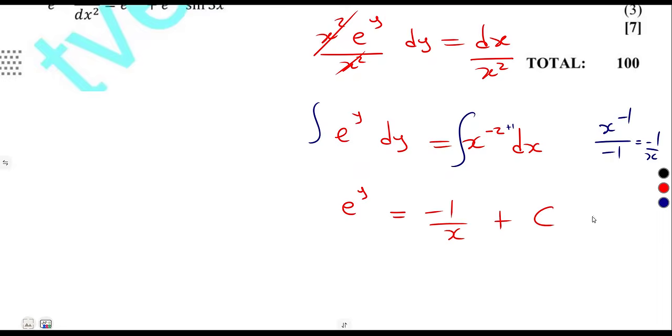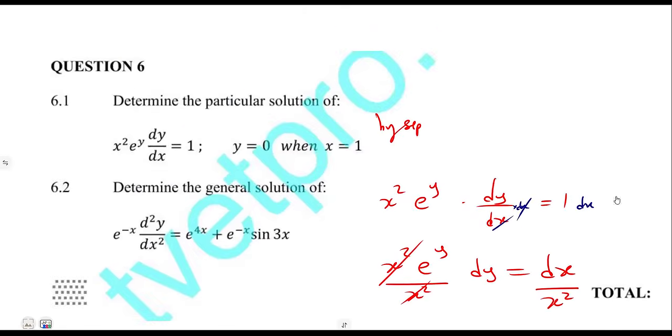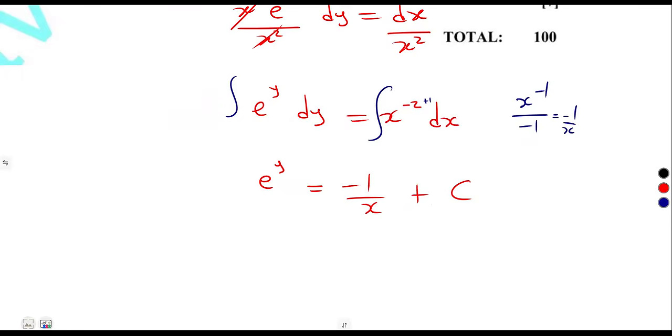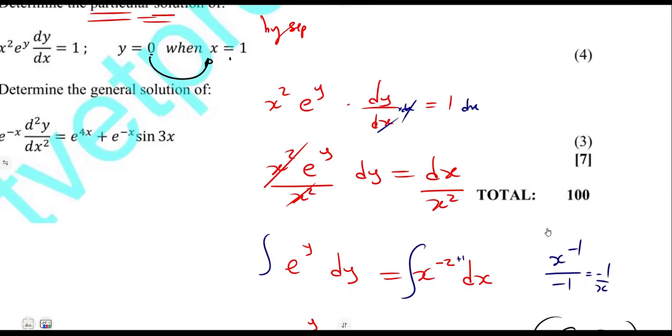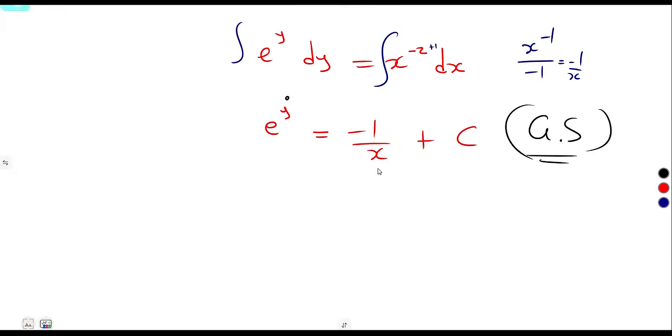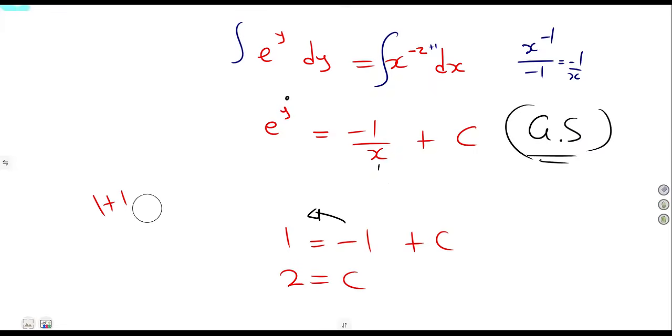So this is negative 1 over x plus what? The constant of integration. But remember, they specified that we need a particular solution. This here is representing our general solution with a constant. So to find the particular solution, you have to use the values of x and y that you're given. X is 1, y is 0. E to the exponent of 0 is 1. Minus 1 over 1 is minus 1 plus c. So you can find the value of c. That's going to be 1 plus 1, which is 2. So that's our c.